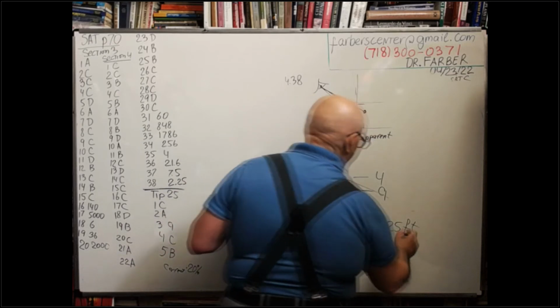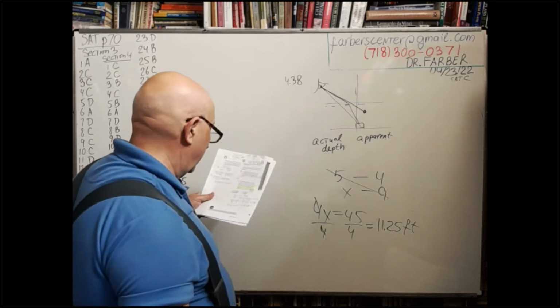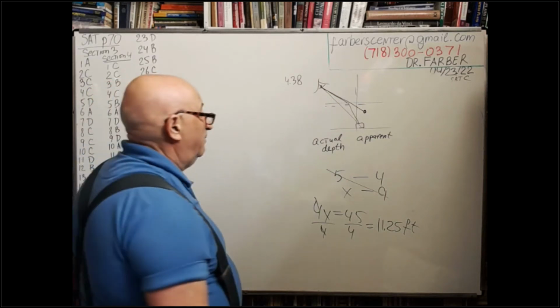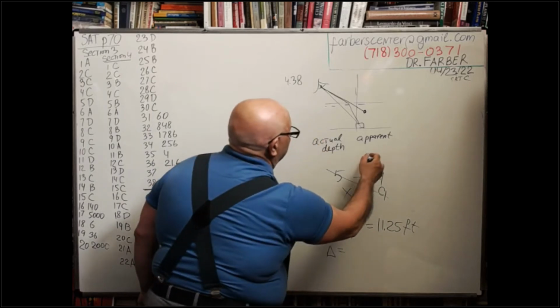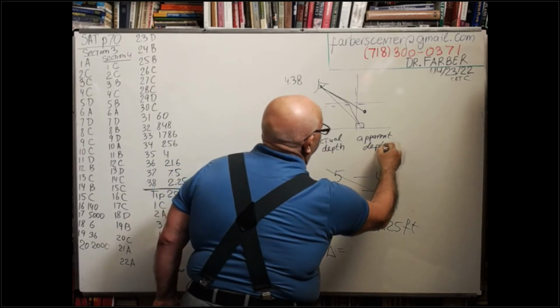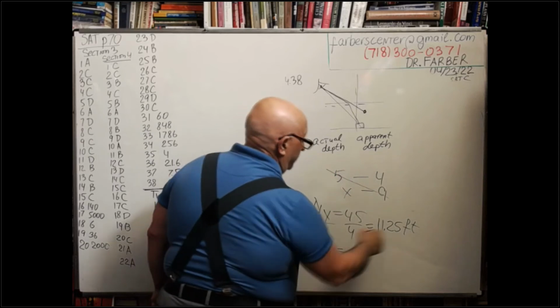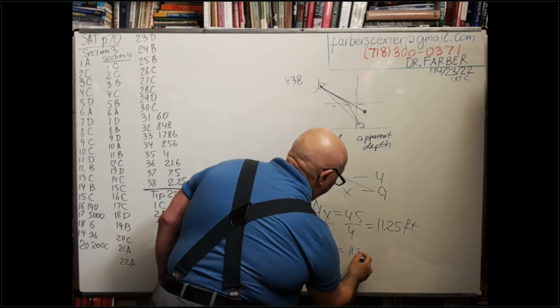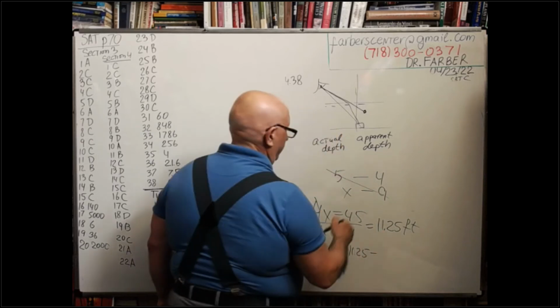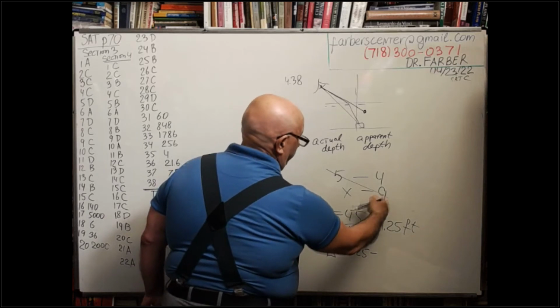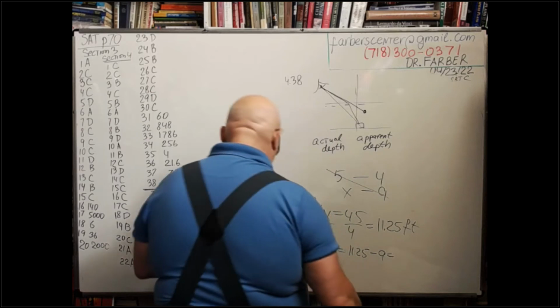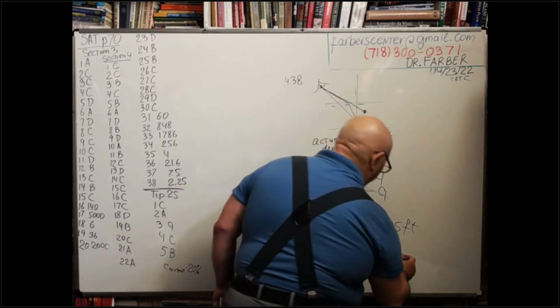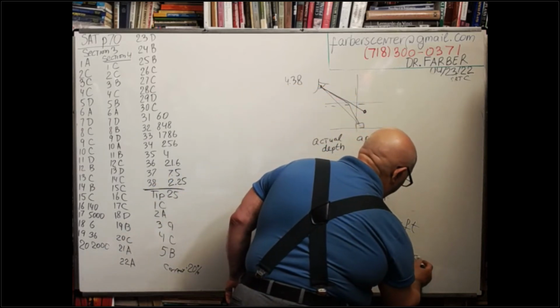But that's not the question. The question asks you to find the difference. Difference usually in math uses delta, between the apparent depth and the actual depth. 11.25, and the apparent depth is 9. If you subtract, you will have 2.25 feet. 2.25 feet.